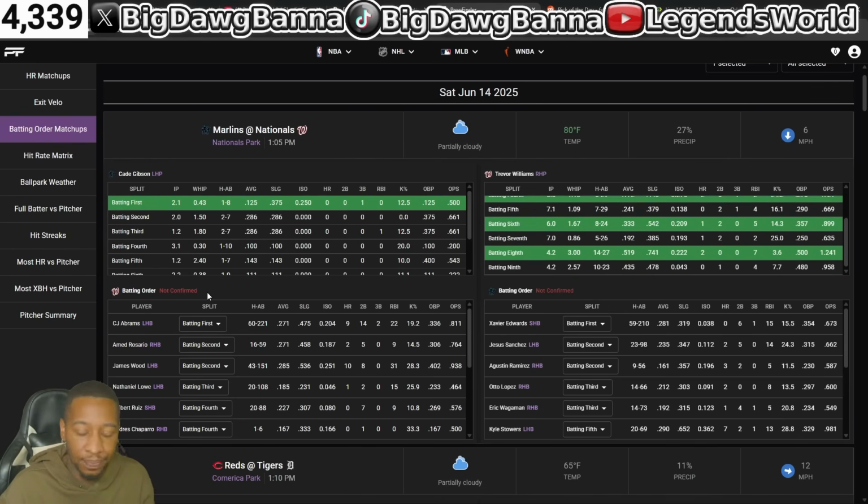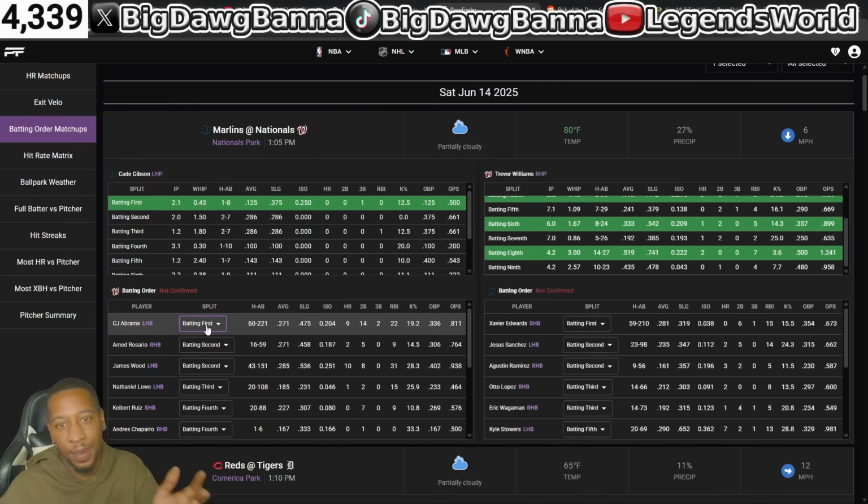At the bottom, before the lineup is confirmed, where you see not confirmed, you're going to see the players and the initial split batting order, which is where they have the most at-bats for the season. You can also click it now, and you can see batting first, he got 221 at-bats, CJ Abrams. And he got 1 at-bat at 8th. Those are the only 2 spots he's batted at this year, right? So before the lineups are confirmed, it'll just show you where they have the most at-bats.